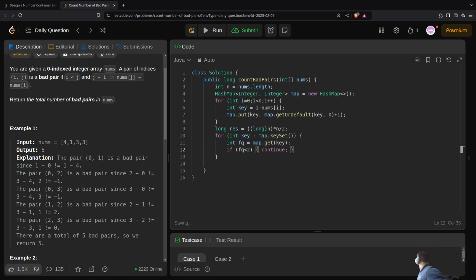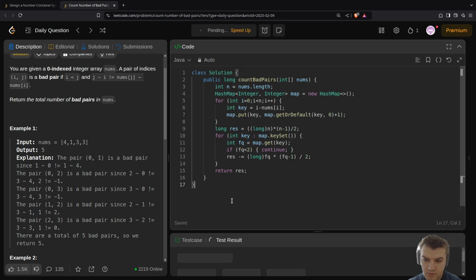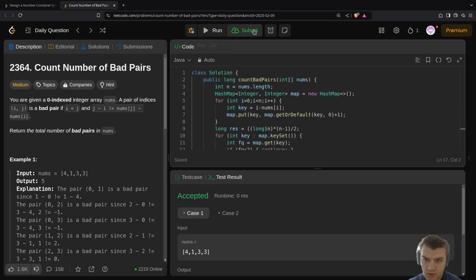Otherwise I'll do res minus equals fq multiplied by fq minus 1, divided by 2, and then return res. So let's check. Let's submit.